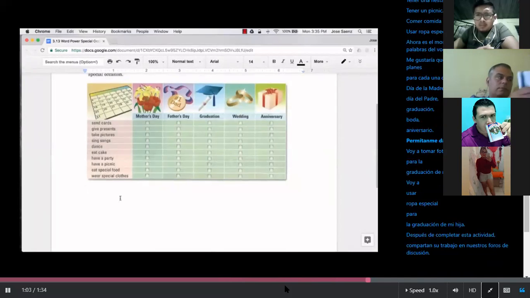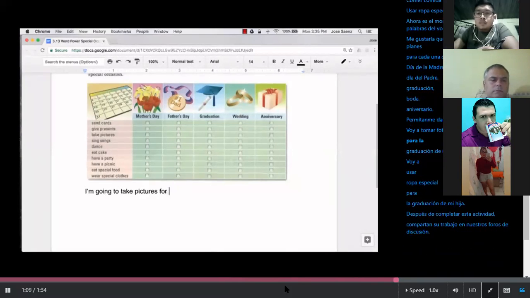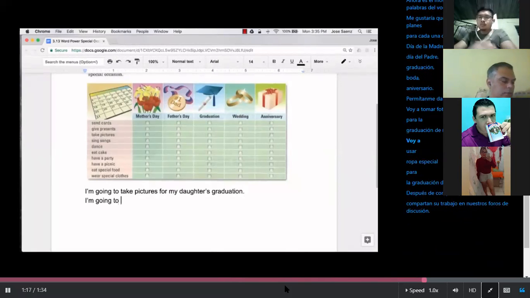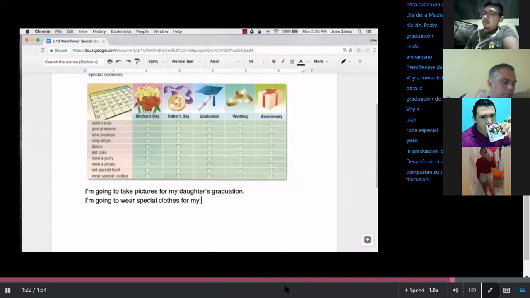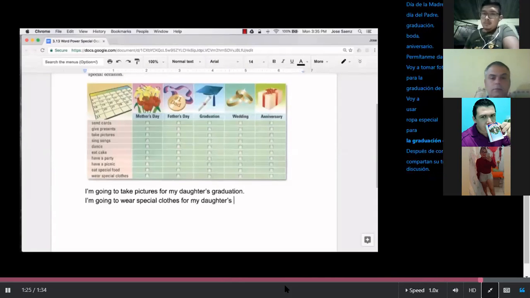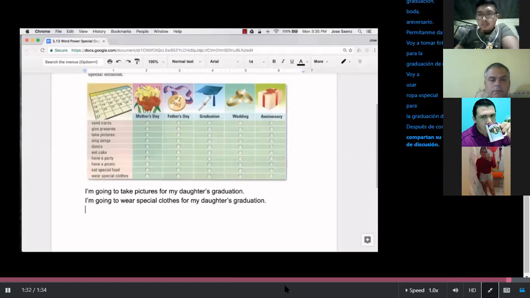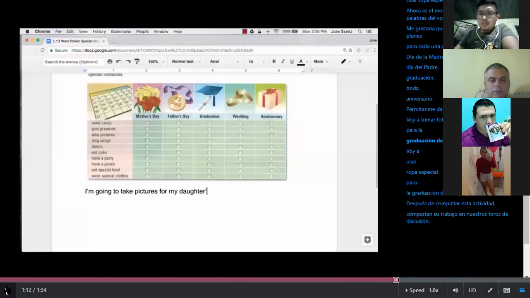Let me give a quick example. I'm going to take pictures for my daughter's graduation. I'm going to wear special clothes for my daughter's graduation. After you complete this activity, share your work in our discussion forums.